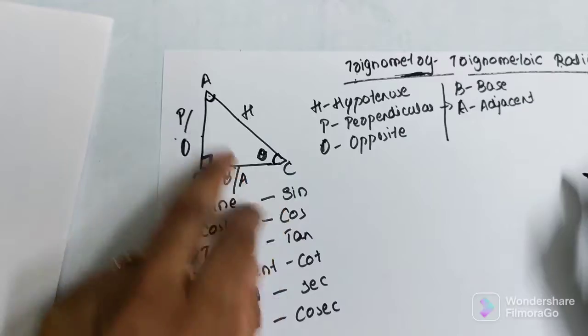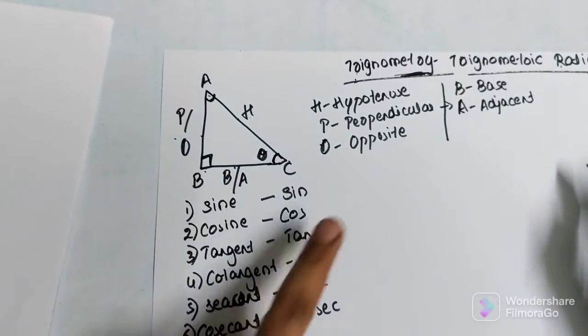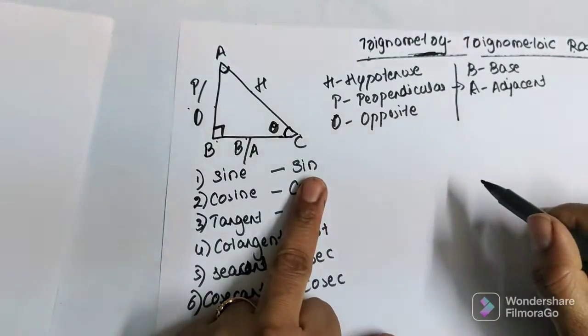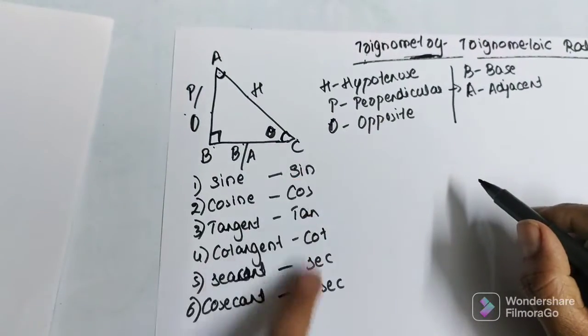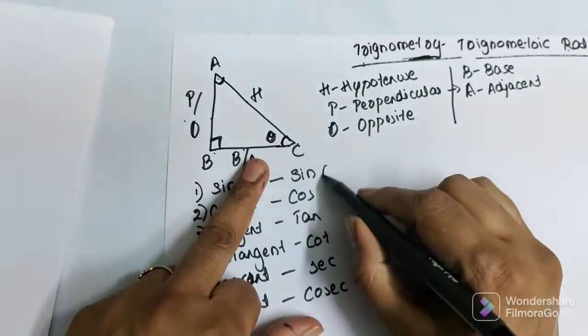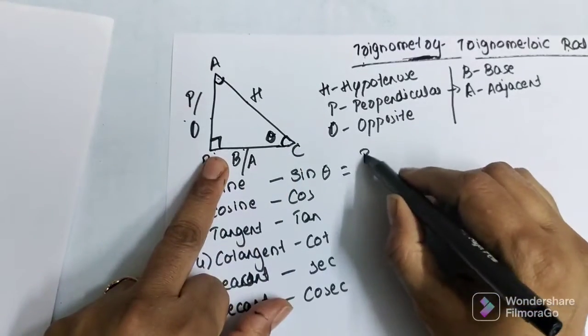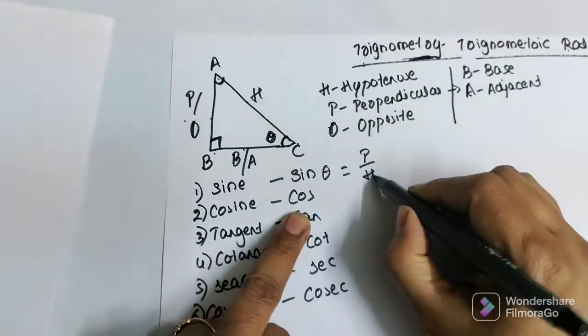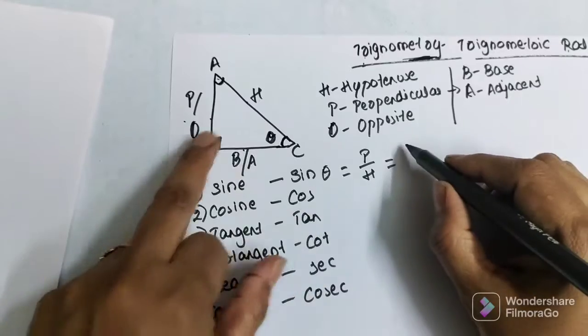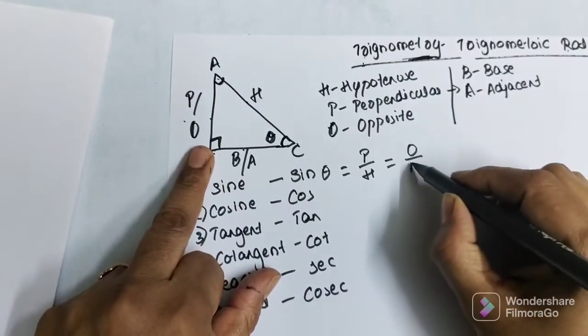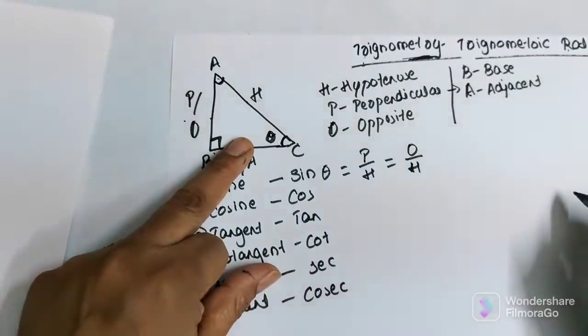Okay, so now these are all ready for you. I'm going to now write the ratios for each of these functions. For example, sine theta here is nothing but the perpendicular upon hypotenuse. Also, it is nothing but opposite upon the hypotenuse. Both are the same, isn't it?